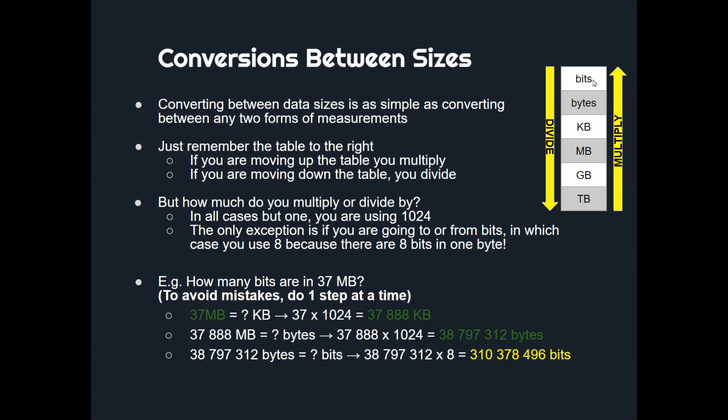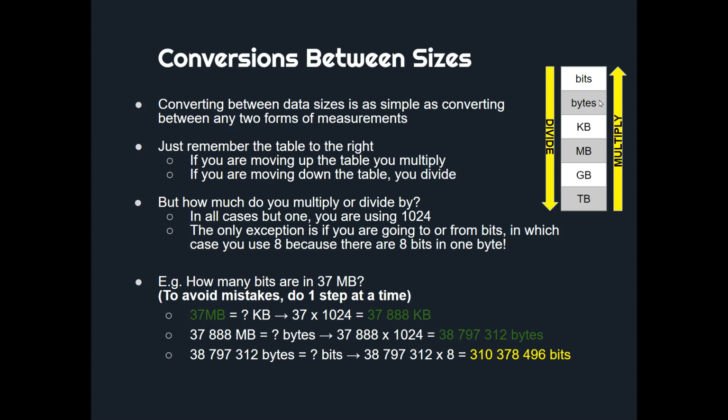That means if I want to go from bits to bytes and I'm going down, I'm going to divide by 8 because there's 8 bits in a byte. If I know how many bytes I have and I want to get to bits, I'm going to multiply by 8 because, again, there's 8 bits in a byte.